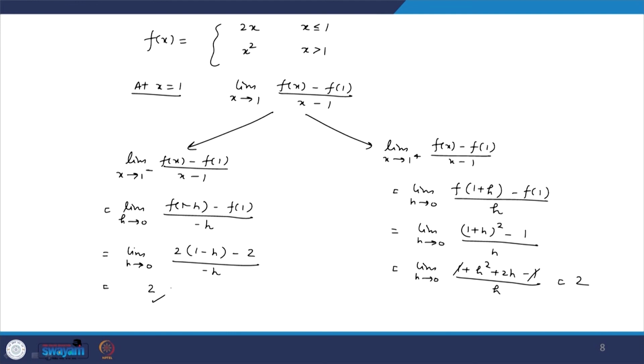So, these two values are equal, this means this limit exists and is equal to 2. So, that means this function is differentiable at x equal to 1, and what is f dash 1? f dash 1 is 2.